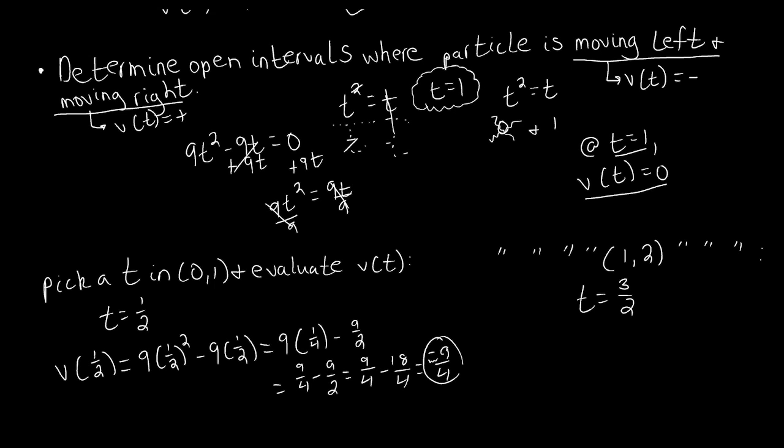This sign right here is what we're really concerned with. Because like we said, when our velocity function evaluates to be negative, that's when our particle is moving left. So in 0 to 1, velocity is negative, and this implies the particle moves left.